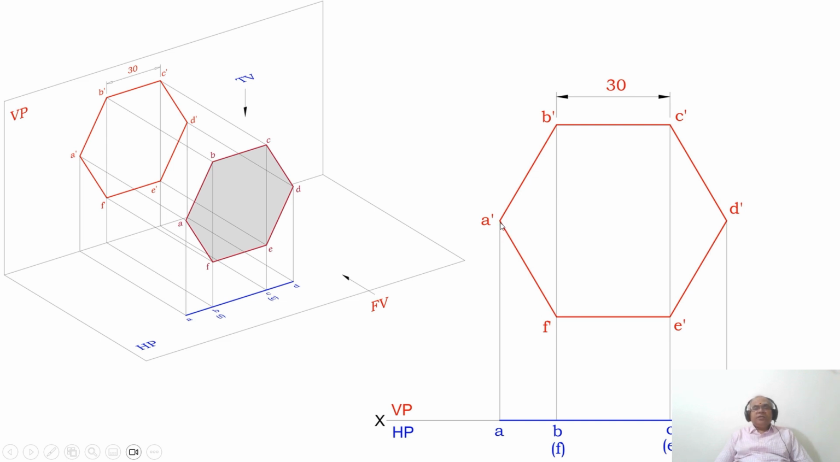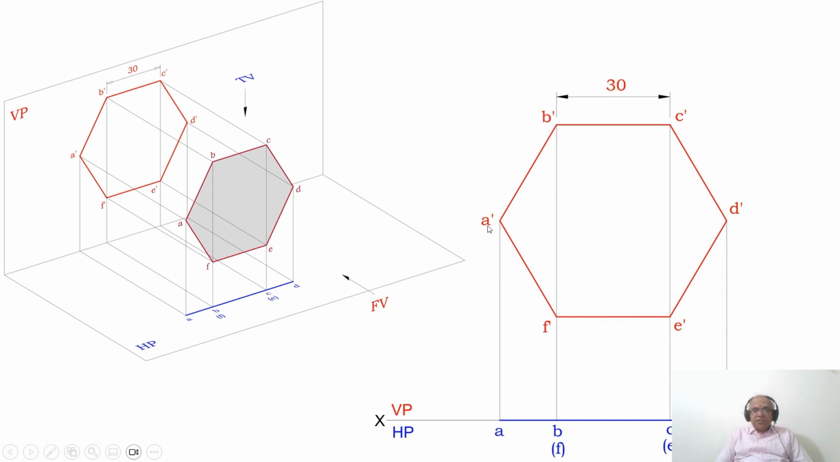Then with A dash as center, cut an arc on the circumference of the circle here and also on this side. Similarly, with this as center, take the same radius 30, and cut an arc on the circumference of the circle at this and also at this point. You mark them B dash, C dash, E dash and F dash. Then join A dash to B dash, B dash to C dash, C dash to D dash, D dash to E dash, E dash to F dash and F dash to A dash with a dark line.